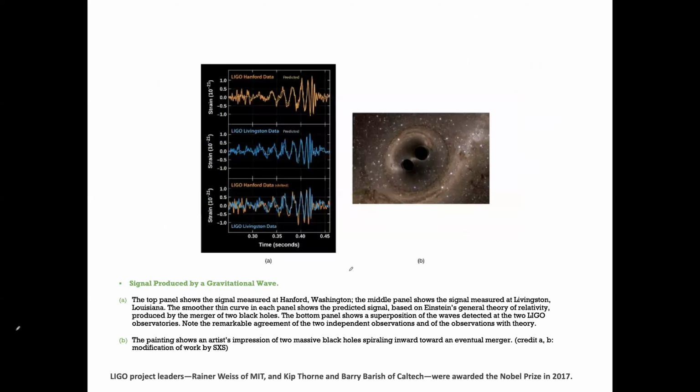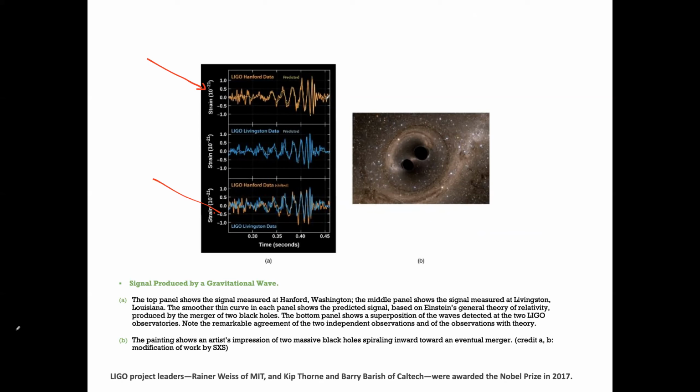And here are the original waves that they detected. So they actually had 2 detectors. One is in Washington, DC, and the other one is called Hanford. And then they had the predicted type of wave, and their observations nicely overlap with the predicted curve, so that they can exactly tell that they have detected the gravitational wave.